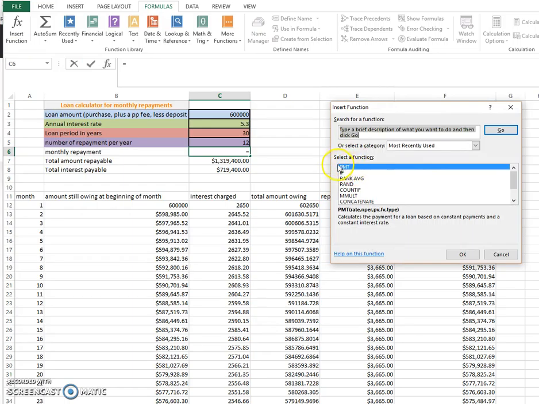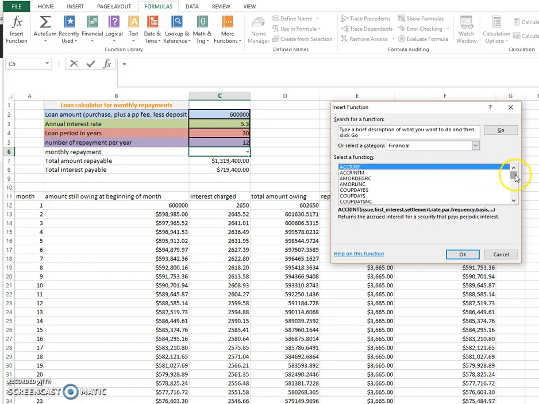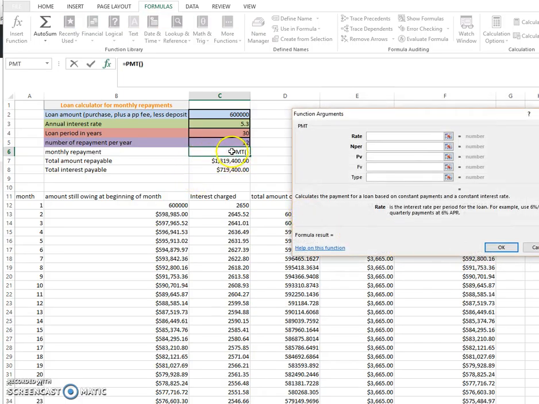It's actually the first one on my list because I've been playing with it, but it may not be the first one on your list. So if you're looking for it, it's called the PMT function. PMT for payment on a loan. If you're looking for it in this list, go into financial and then just scroll down until you get to PMT, and then you hit OK, and you can see the function here appearing in the cell.